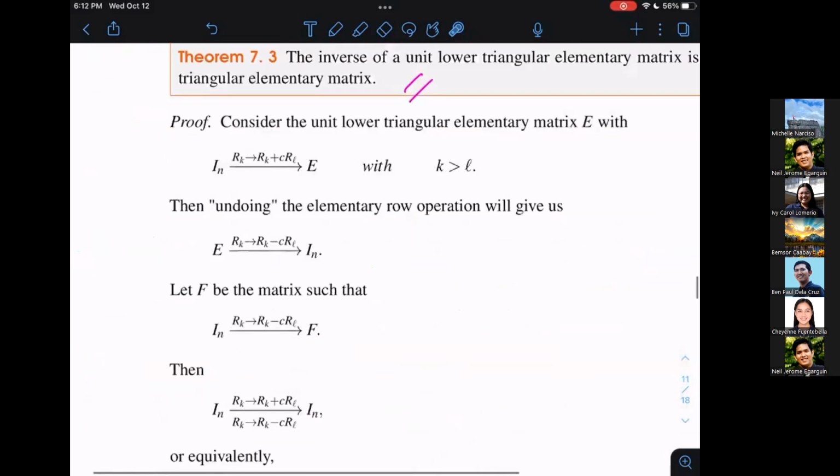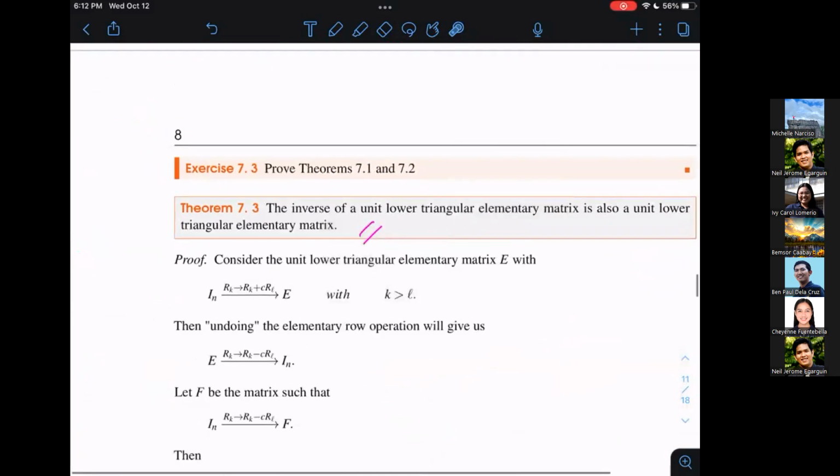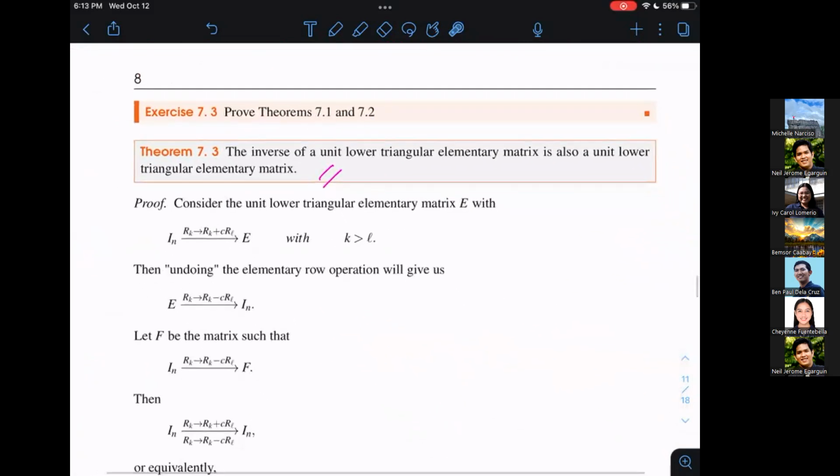And then the answer to that is given in theorem 7.3. It says that the inverse of a unit lower triangular elementary matrix is also a unit lower triangular elementary matrix. So hindi pa pala ito yung talagang pinakagusto ko, no? Kasi may isa pang level to it. Pero let's see, before we analyze the implications of theorem 7.3, let's quickly look at the proof, okay?